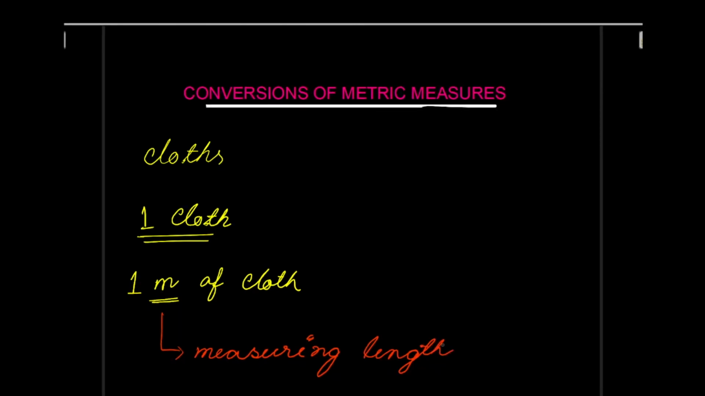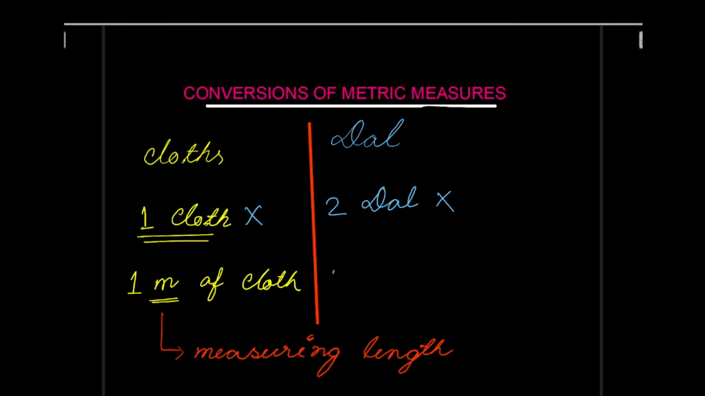Okay, again, suppose he wants to buy dal. So that time also, can you ask like that, uncle, please give me 2 dal? Can you say like that? No, this is also wrong. How you have to say? You have to say like that, uncle, please give me 2 kg dal. Yes, 2 kg dal.